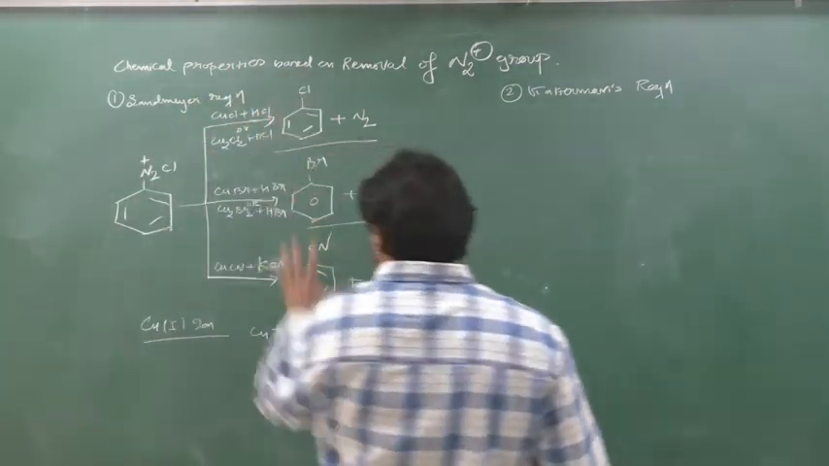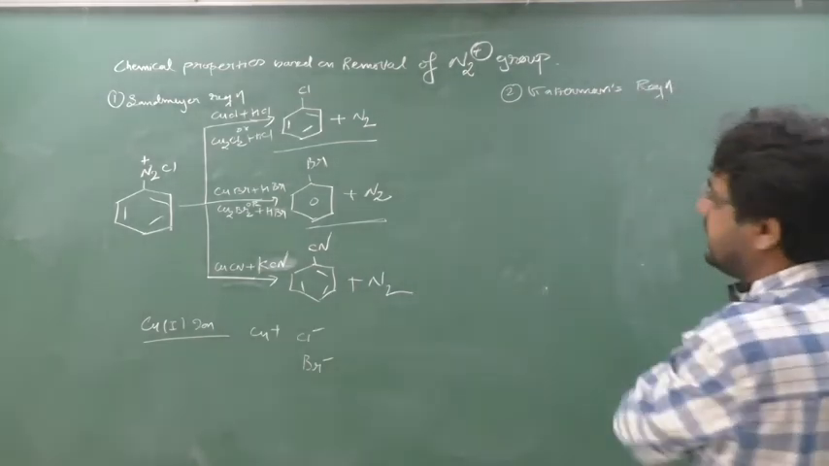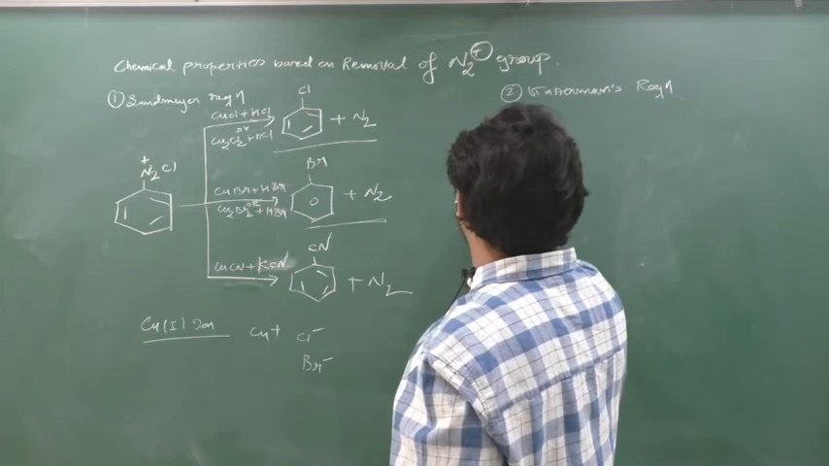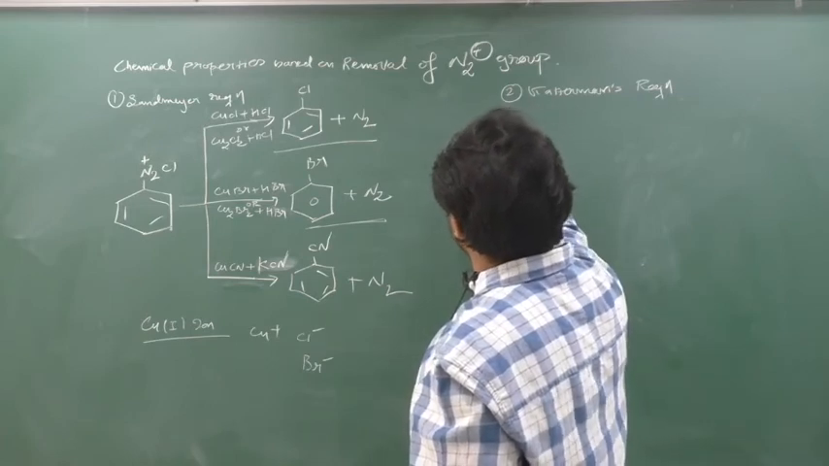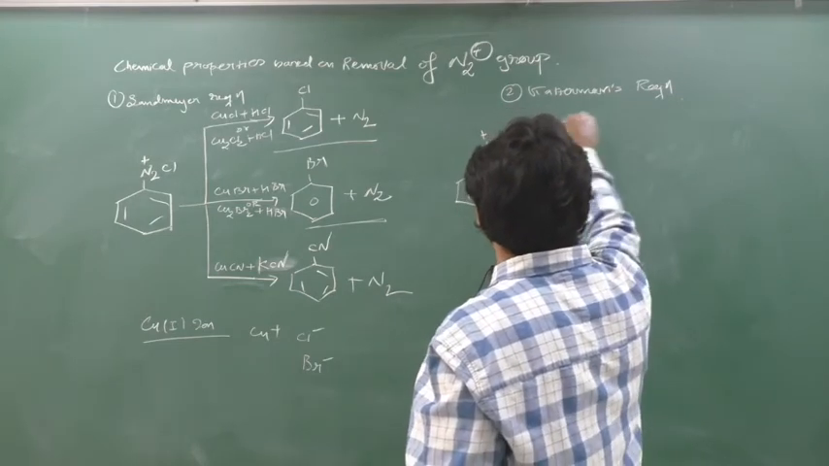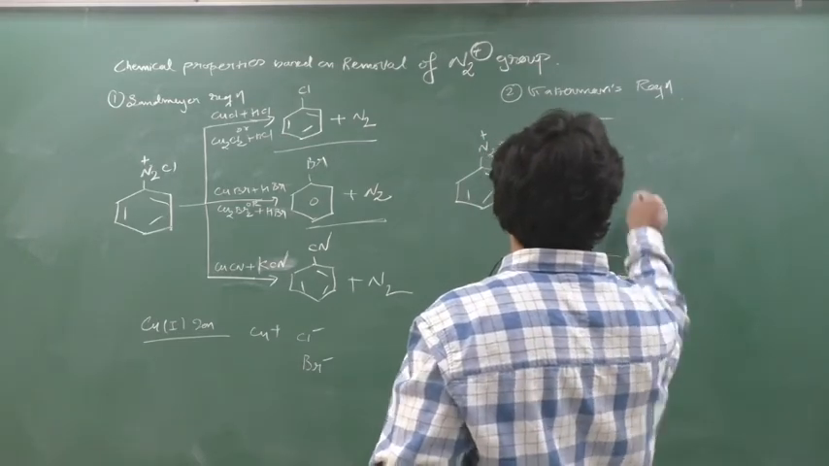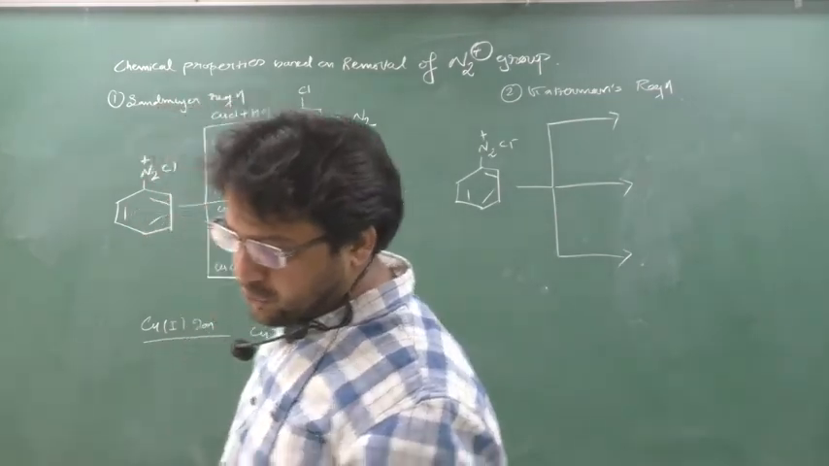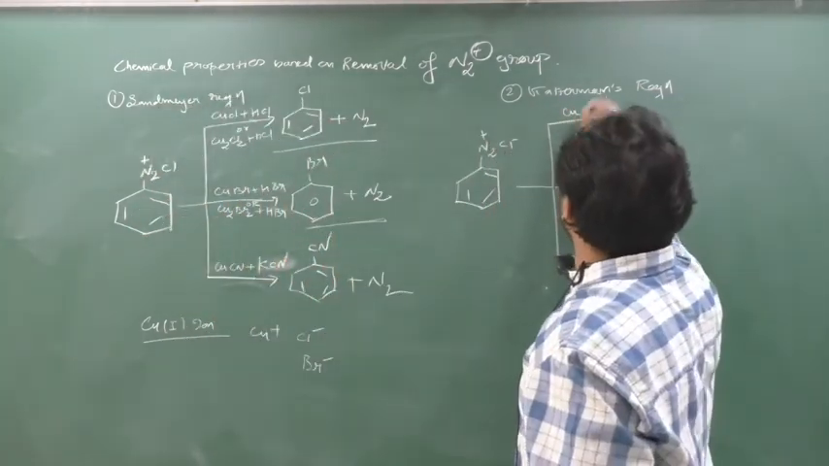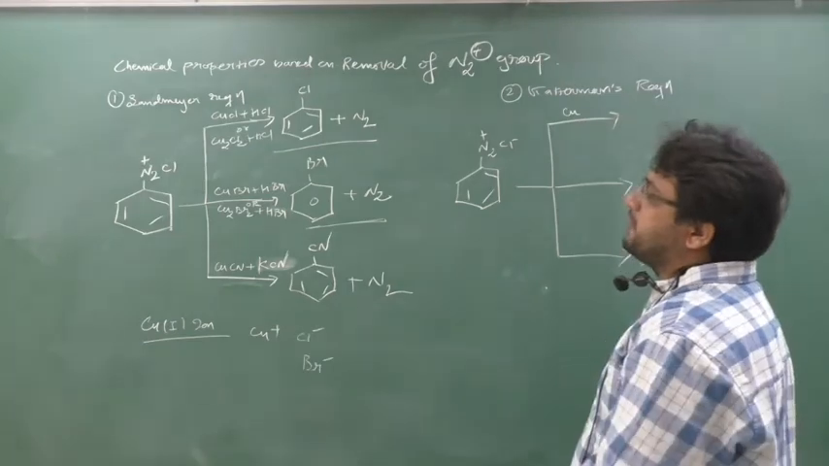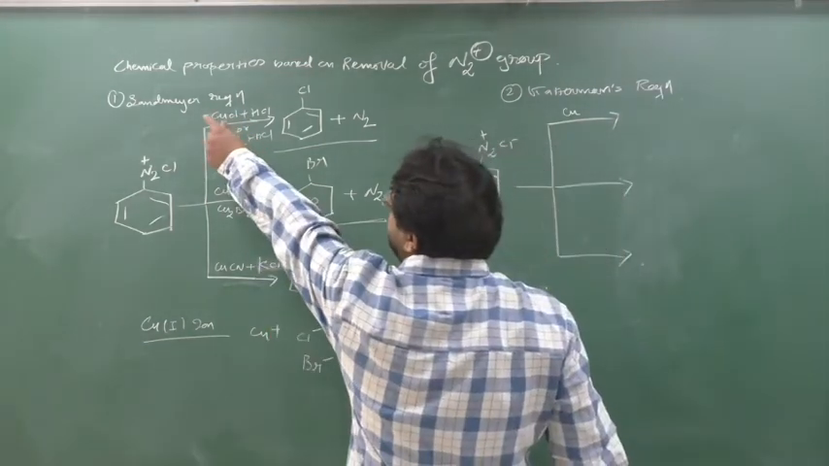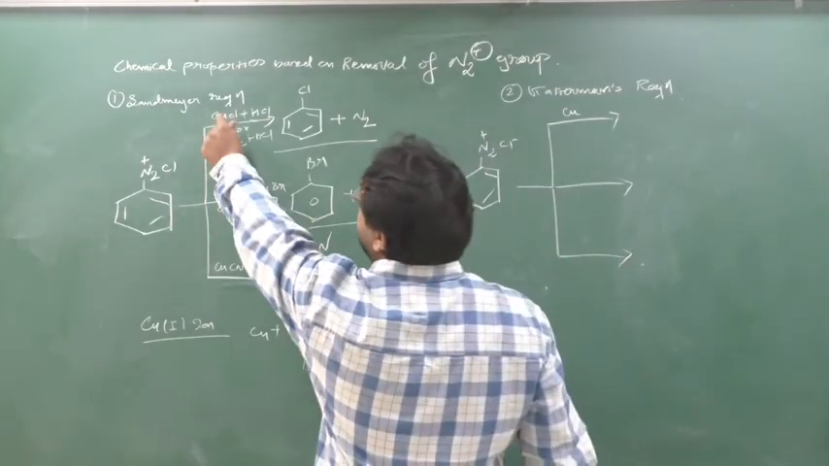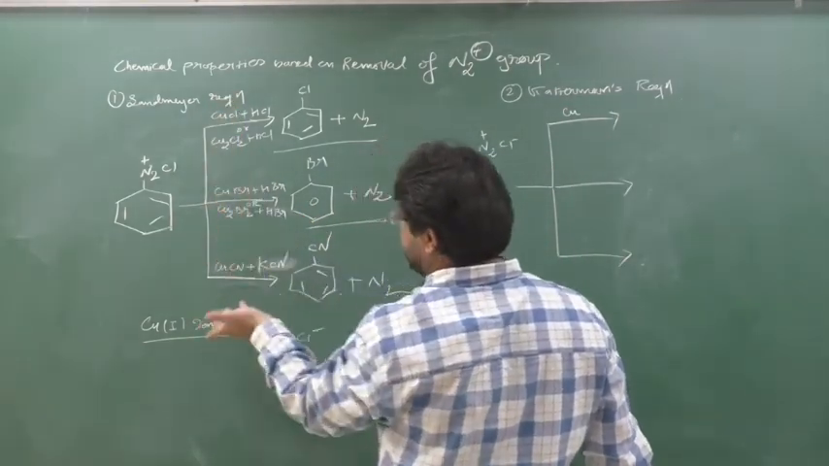Similar compounds we can also prepare by the Gattermann reaction. So what does the Gattermann reaction say? See this. N2 plus and Cl minus. Instead of a copper 1 compound, you take only copper powder. That is the only difference. Sandmeyer reaction: copper 1 compound, that is copper chloride, copper bromide or copper cyanide.